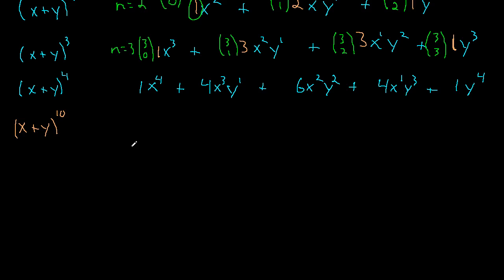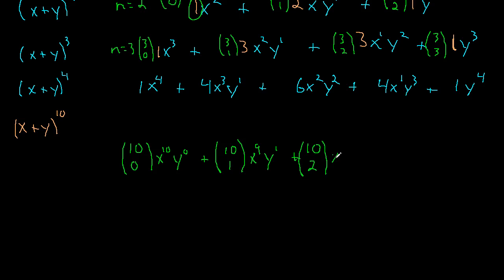Well, the first coefficient is going to be 10 choose 0. X to the what power? X to the 10th, y to the 0. Plus, what's my next one going to be? It's going to be 10 choose 1, which we know is 10. X to the 9th power. Remember that the powers just decrease by 1 and the y's increase by 1. Plus, I'll just do a couple more of these here. 10 choose 2. X to the 8th power, y squared.